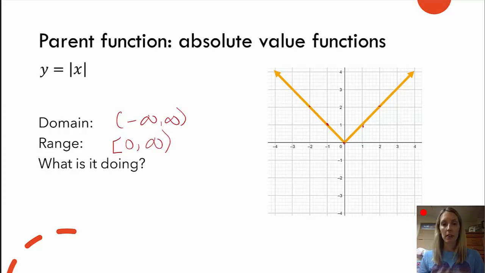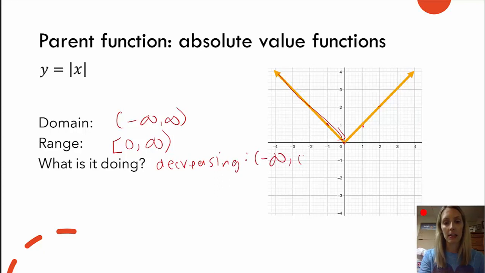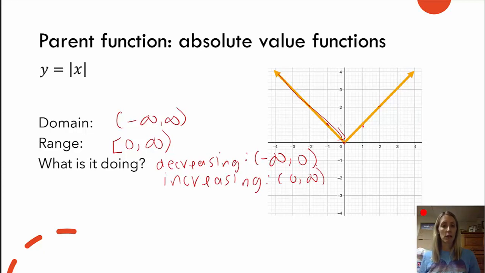What is this graph doing? Well, until we get to 0, it's going down, down, down. So we say that this graph is decreasing from -infinity to 0, and then it's increasing from 0 to infinity. Notice that when I do my intervals for increasing and decreasing, we never include endpoints. It's not doing anything at 0, because that's actually where it's switching direction. So it's decreasing until 0, we don't include it. It starts increasing at 0, we don't include 0.